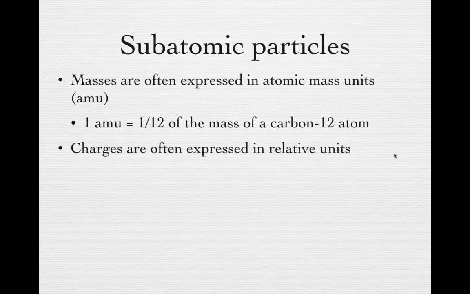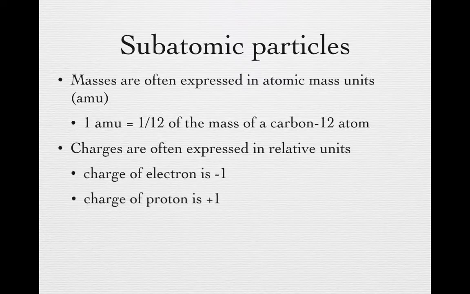When we do charges, we often express our charges not in coulombs, but rather in relative units. So the charge of an electron, we would say, is -1. The charge of a proton is +1. And so that's how we express our charges of our subatomic particles. And we also use those values to express charges of ions, whether they're atomic ions or polyatomic ions.